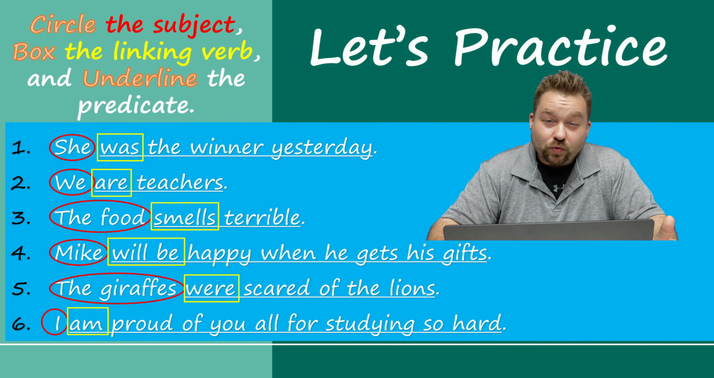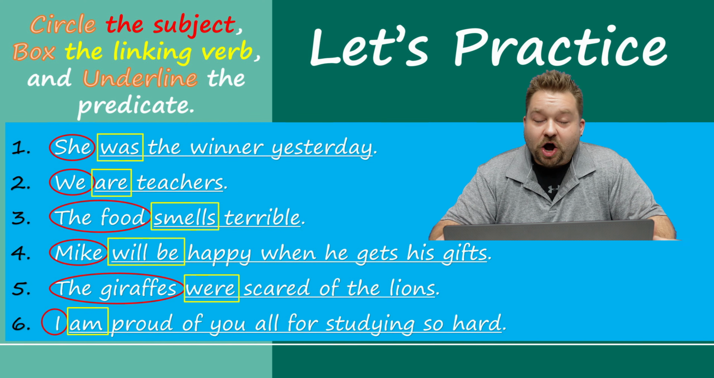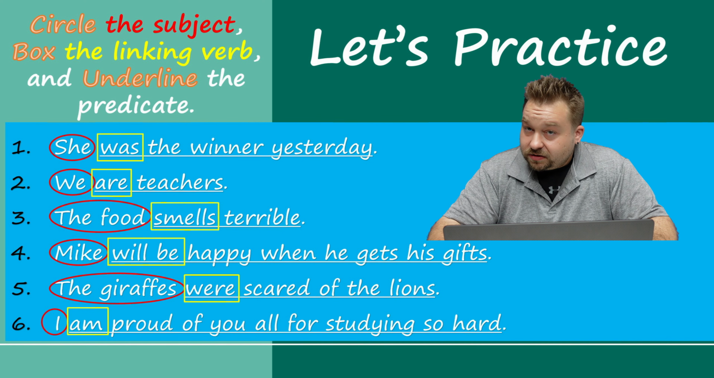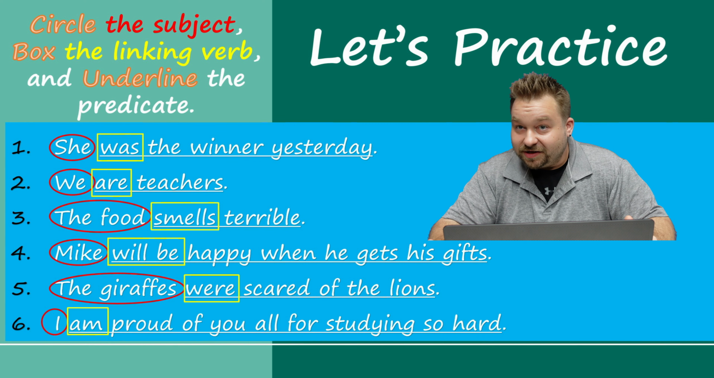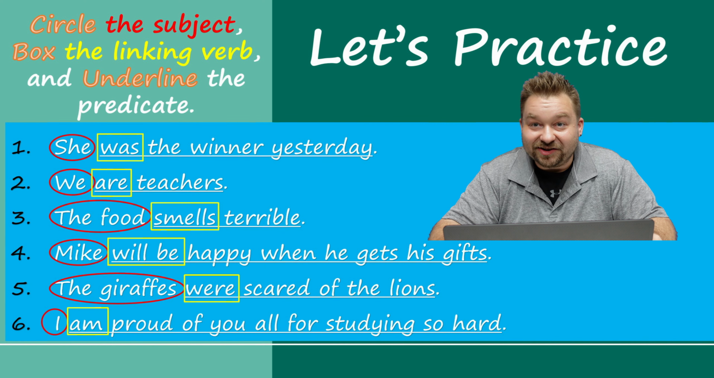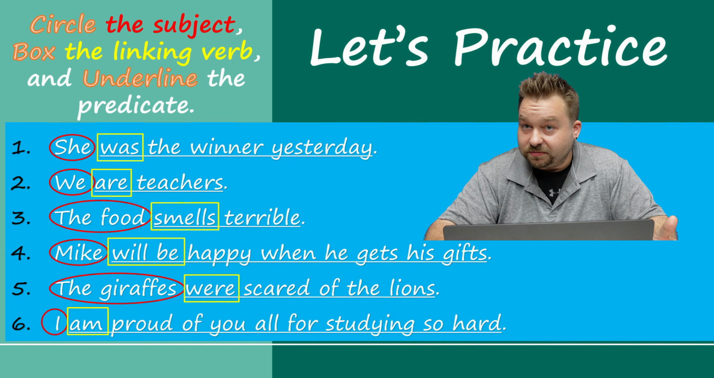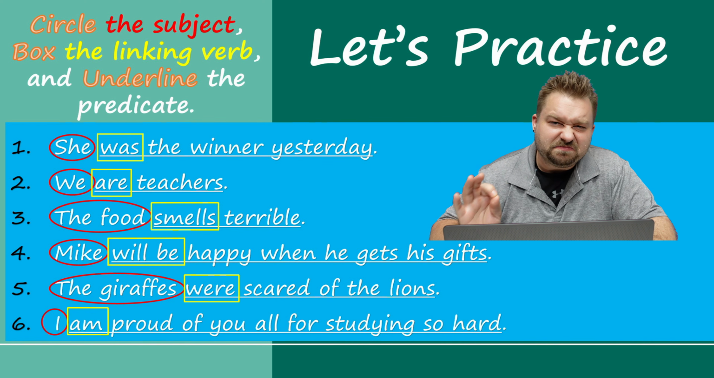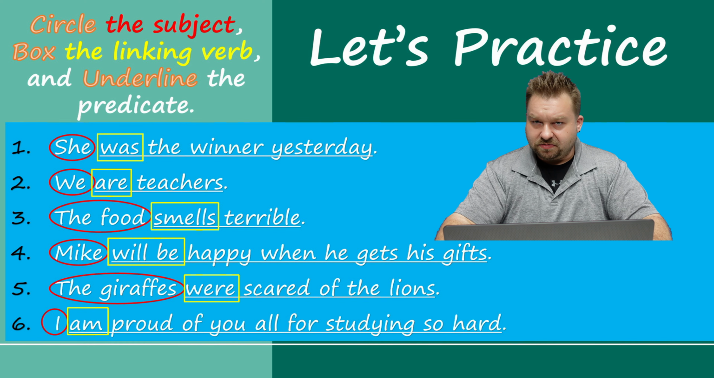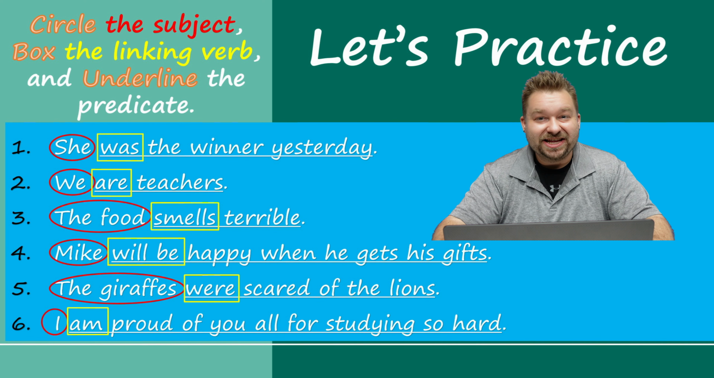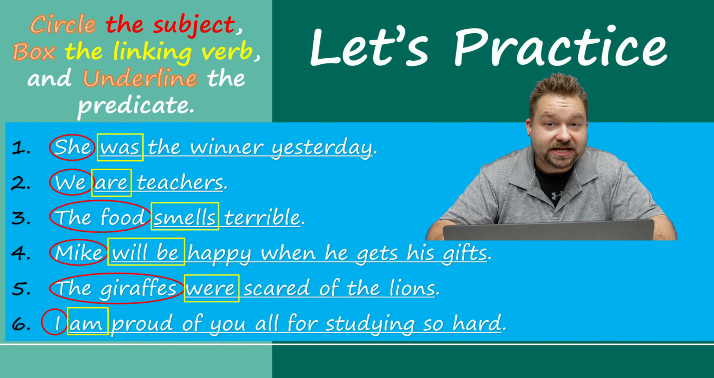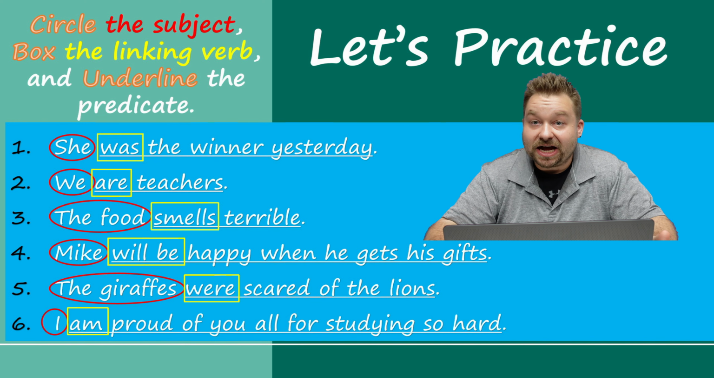Number 2, we is the subject. Our teachers is the predicate. Are is our linking verb. It's not too bad so far, right? Short sentences. Number 3, the food is our subject. Smells terrible. Oh, I hate that, right? Smells terrible is our predicate, and smells is our linking verb.